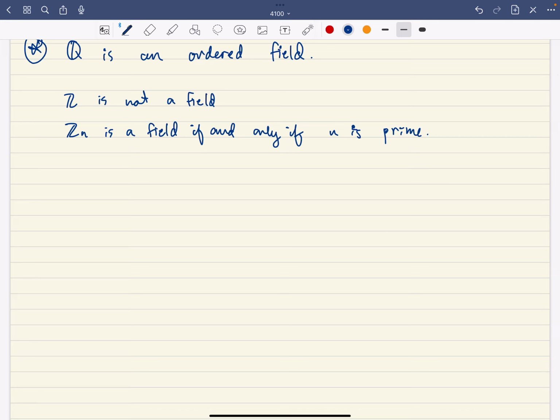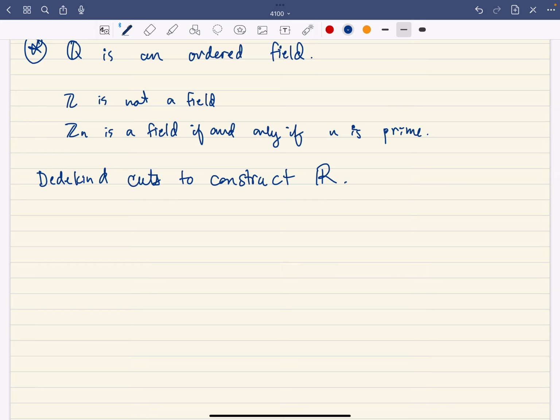And I'm going to use a construction by a mathematician named Richard Dedekind. And these are called Dedekind cuts. So we're going to use what are called Dedekind cuts to construct the set of real numbers.